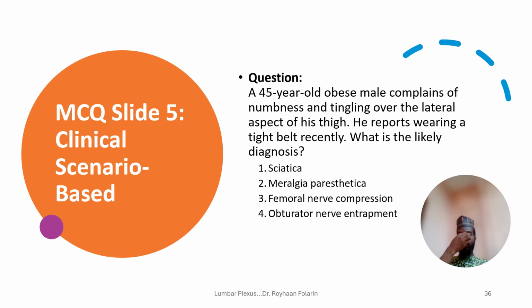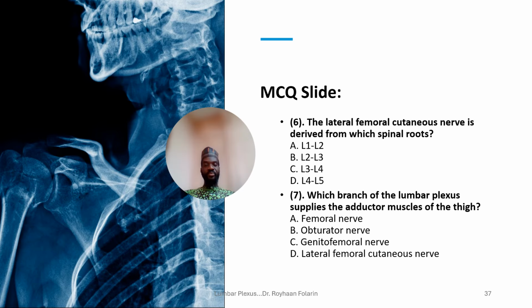Next, the fifth question is about a 45-year-old male who is obese. He complains of numbness and tingling sensation over the lateral aspect of the thigh. He reports wearing a tight belt recently. What is the likely diagnosis? Is it sciatica, neuralgia paresthetica, femoral nerve compression, or obturator nerve entrapment?